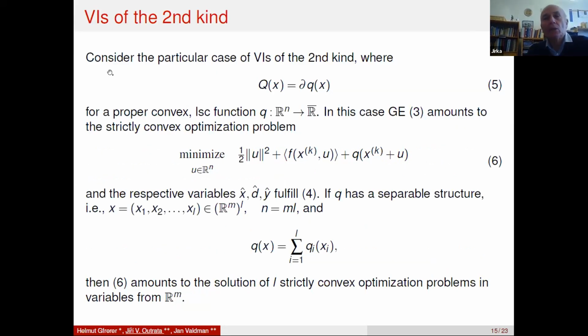Now, in the title of my talk, actually, we speak about variational inequalities of the second kind. This is a nice model which has been developed in continuum mechanics and corresponds in our model to the situation when the multifunction Q is the subdifferential of a certain proper convex and lower semi-continuous function small q. And in that case, this is the problem which we have to solve in the approximation step. So it is generally a non-smooth optimization problem.